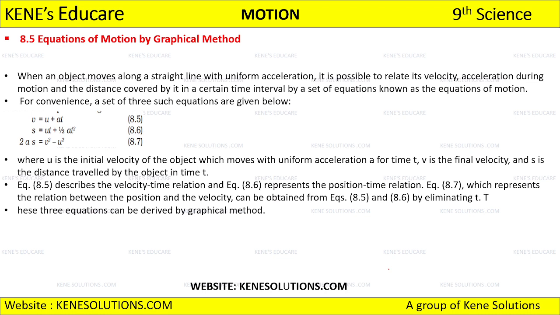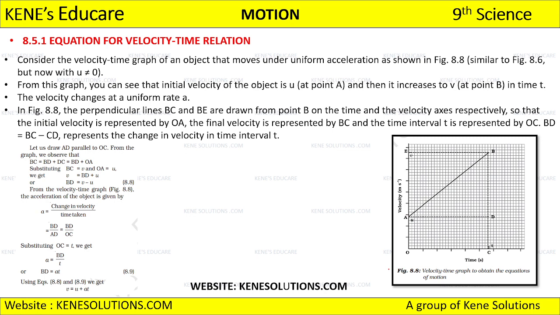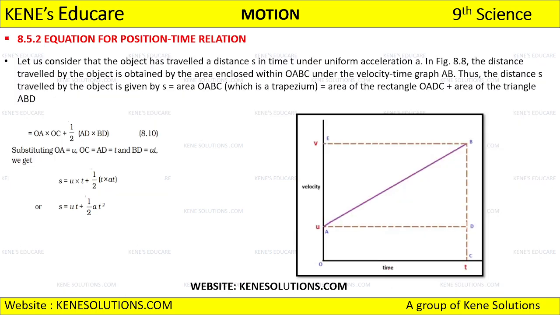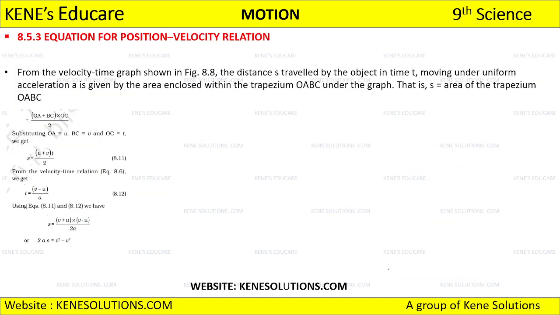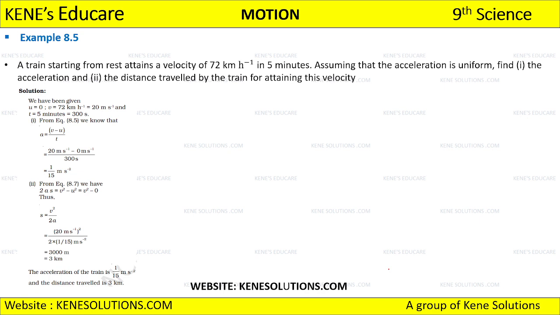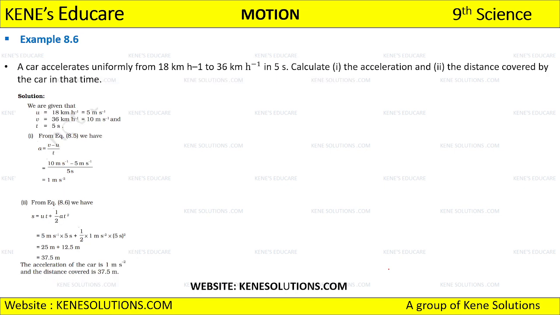After this we have 8.8. Then we will be discussing equations of motion by graphical method. This is also very important. Then we'll discuss the equation for velocity time relation, the equation for position time relation, and the position velocity relation, all in detail. Then we have example 8.5, where we will be calculating the acceleration and the distance traveled by the train for attaining this velocity. Then in example 8.6 we will be calculating acceleration and the distance covered by the car.